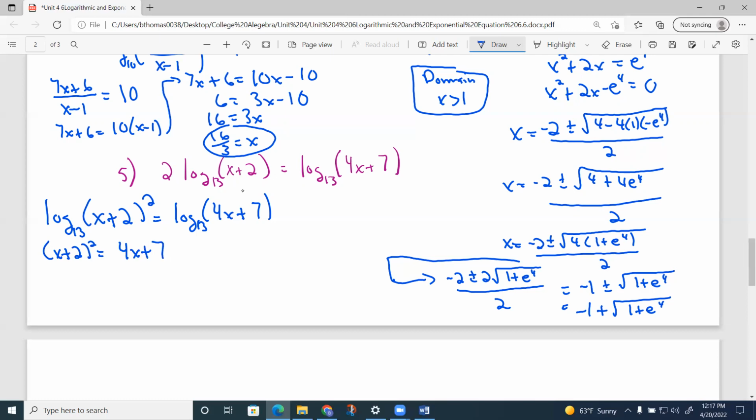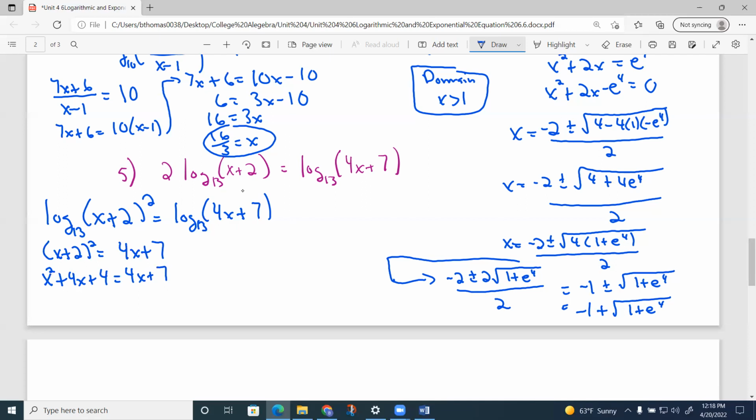Now, since we have a quadratic going on here, we have to work this all out and start all over again. So if I square that out, remember this is a perfect square trinomial. To get that, you go x times x is x squared. That's the first term. To get the middle term, you multiply x times 2 and double it. So x times 2 is 2x. Doubled would be 4x. And then you square the last term, so 2 times 2 would be 4. Then that would equal 4x plus 7.